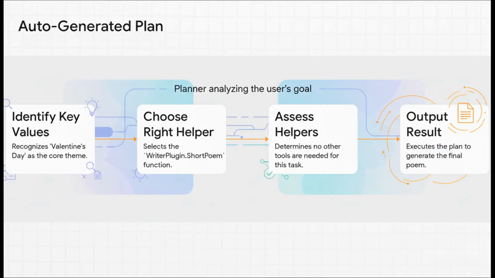Now here's the cool part. Instead of us having to figure out the right order to call those functions, the planner does it for us. It looks at the user's goal, it understands what all of our plugins can do, and it creates a multi-step plan completely on the fly.